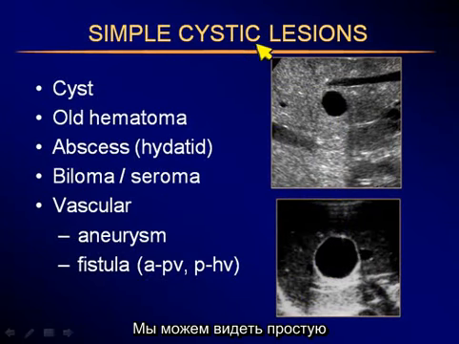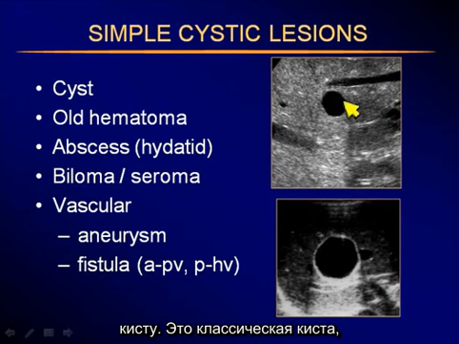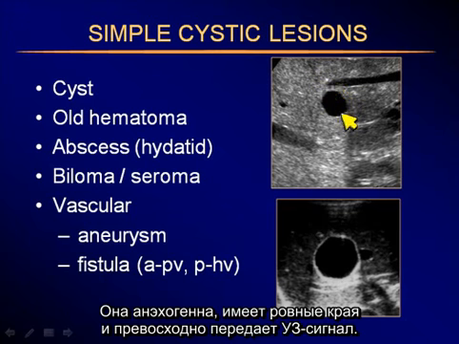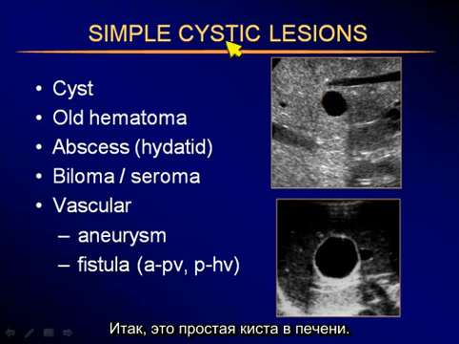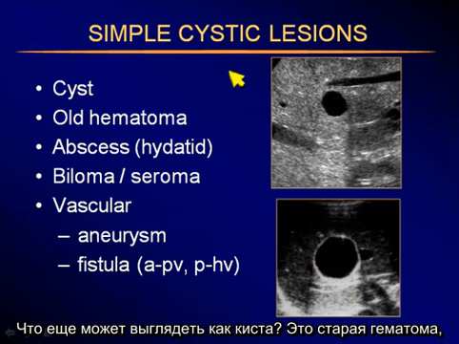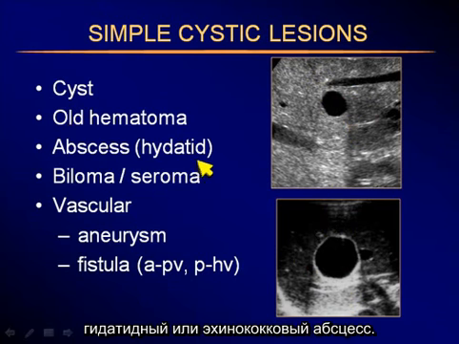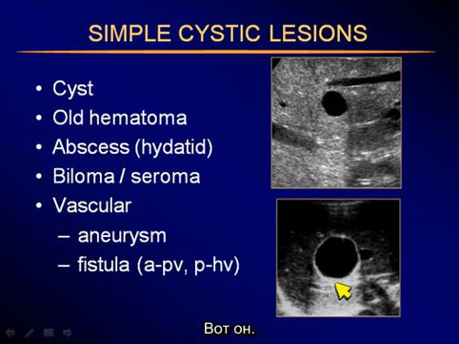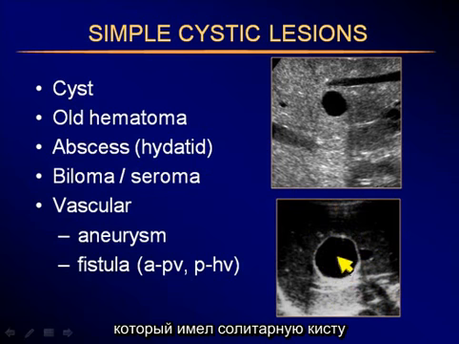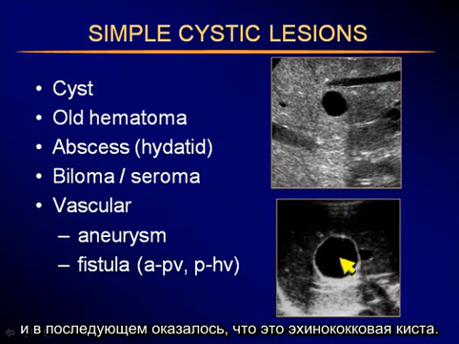We can see simple cysts. Now this is a classical cyst like anywhere else in the body. Anechoic mass, smooth margins, excellent sound transmission. So this is a simple cyst in the liver. What else can be a simple cyst? Well, an old hematoma, a hydatid or echinococcal abscess, which this is. This is a patient from Egypt who had a solitary cyst, and eventually this was diagnosed to be echinococcal.